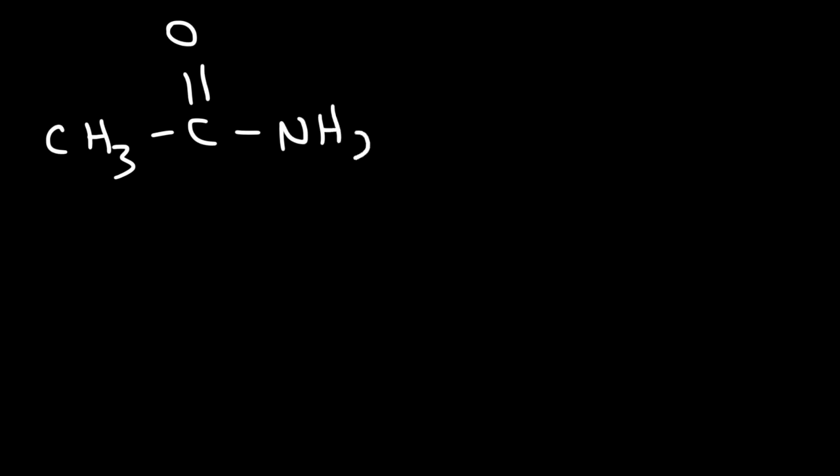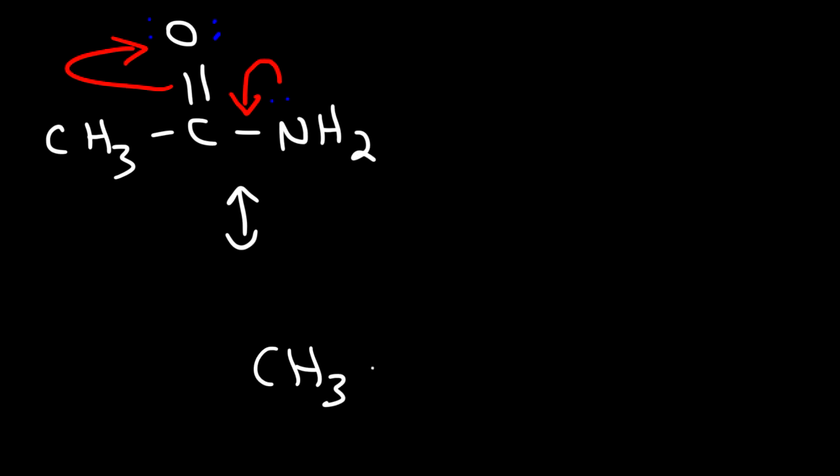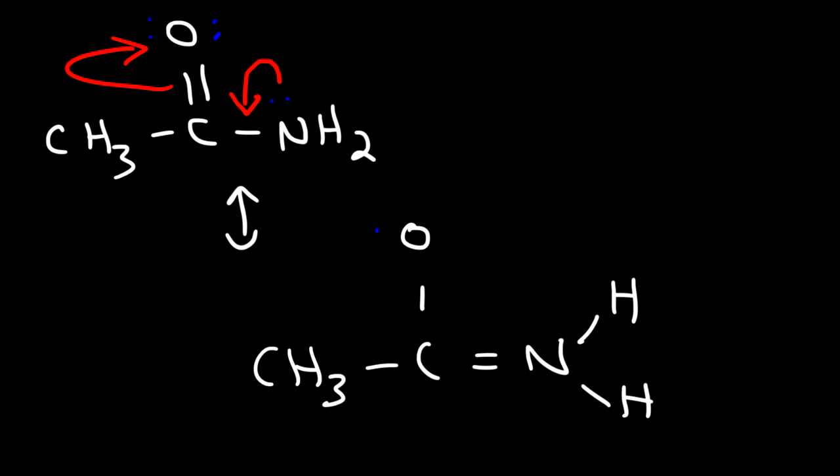Now let's try another example. Let's draw the resonance structure of an amide. Go ahead and try it. What we could do is take a lone pair from the NH2 group, form a pi bond, and then break the pi bond of the carbonyl group. And so the resonance structure will look something like this. In this case, the oxygen now has a negative formal charge, and the nitrogen has a positive formal charge.